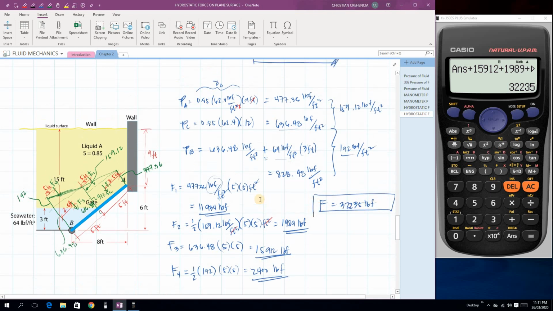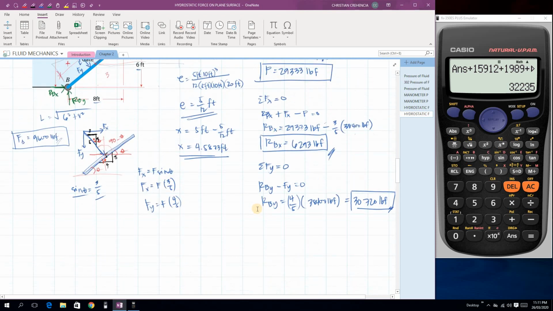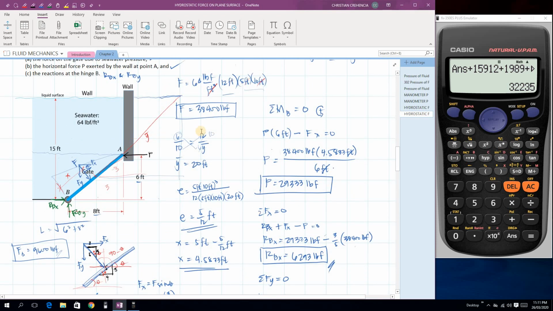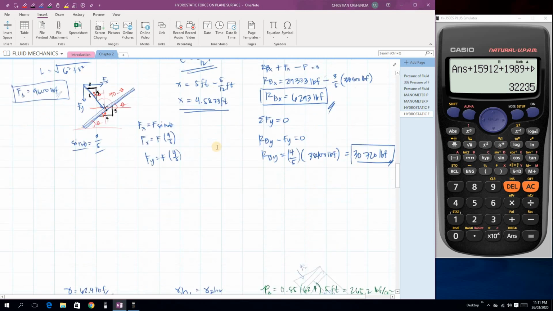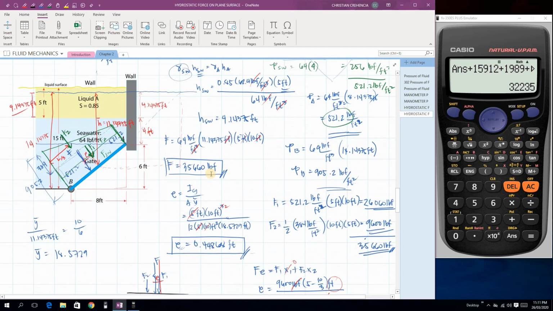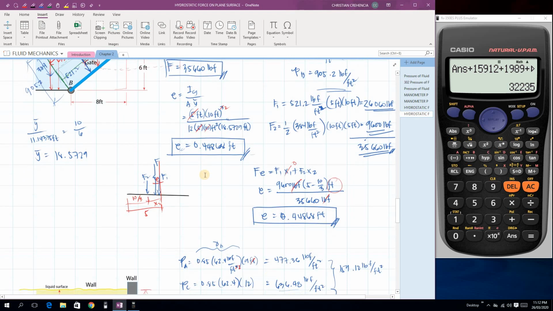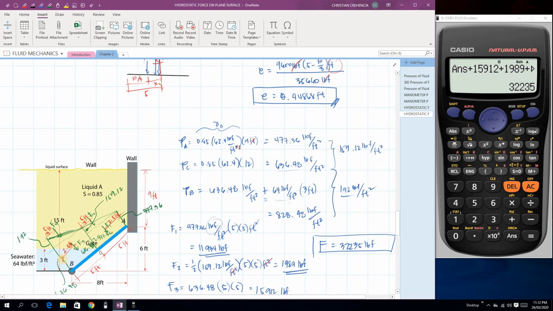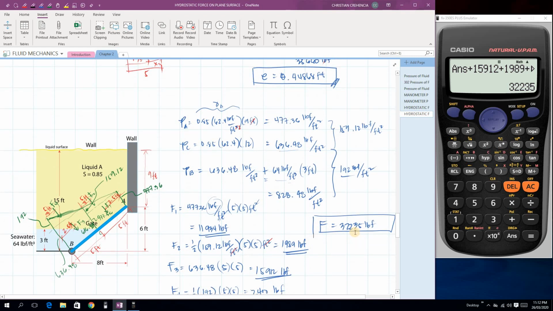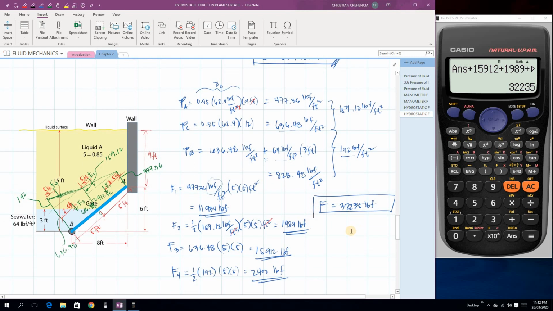Okay, so as compared dun sa unang example na puro seawater, so 38,400, so yung upper part 5 feet, nireplace natin ng mas magaan na liquid. So bumaba 35,660. So mas lumaki pa, lumalim pa yung konti na lang seawater. So mas malaki yung liquid A, so mas gumaan yung liquid above ng gate, so mas lumiit pa yung ating force.